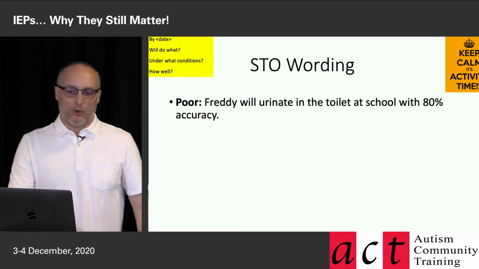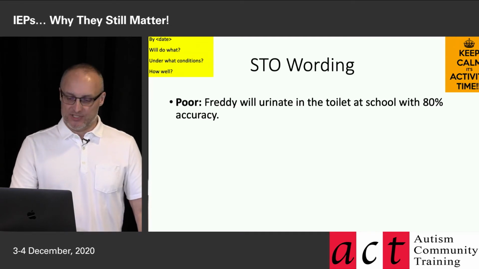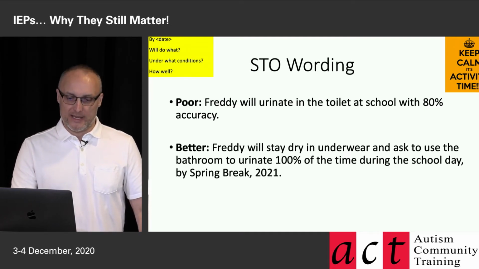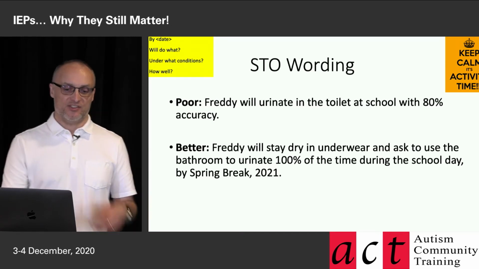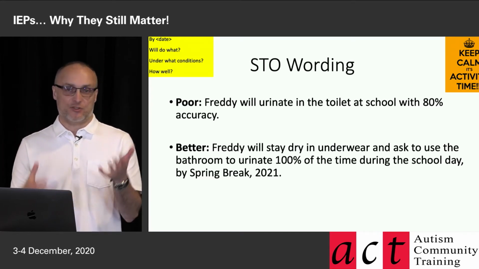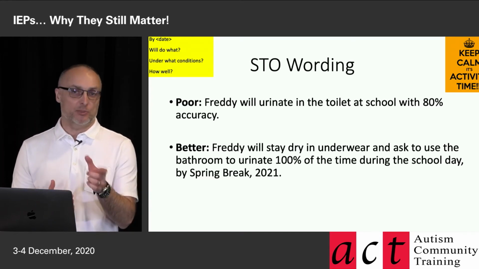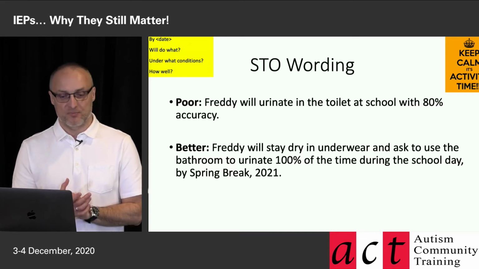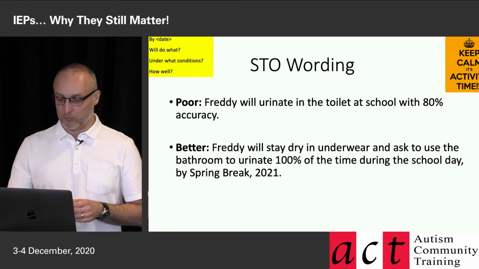Freddie will urinate in the toilet at school with 80% accuracy. Again, here's a problem. Why 80%? Freddie will stay dry in underwear and ask to use the bathroom to urinate 100% of the time during the school day by spring break 2020. So the action is staying dry and/or asking to use the bathroom. The context is at school while wearing underwear. 100% because that's competence, and by deadline, spring break.